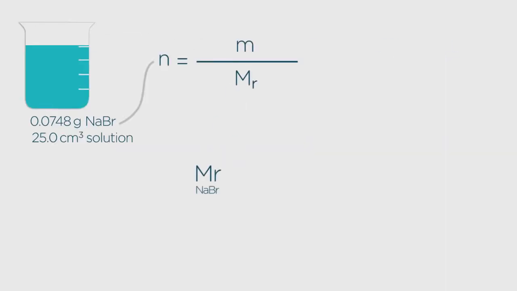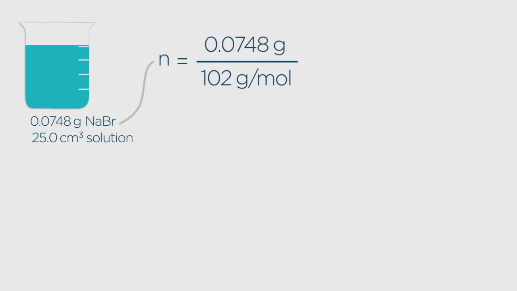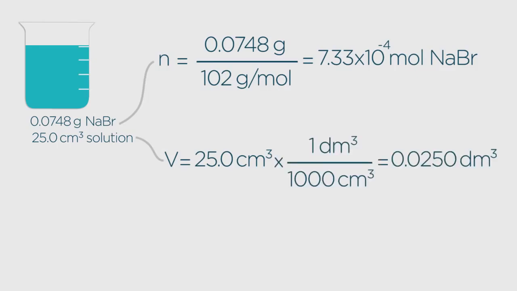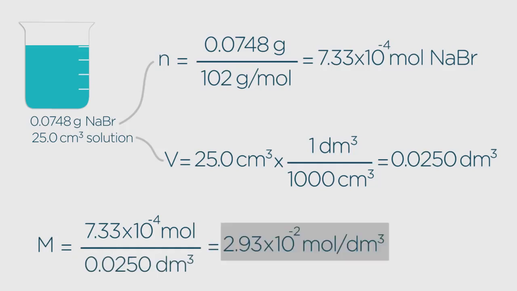So, molar mass of sodium bromide is 23 plus 79 equals 102 grams per mole. 0.0748 divided by 102 equals 7.33 times 10 to the minus 4 moles. 25 divided by 1000 equals 0.025 decimeters cubed. Finally, 7.33 times 10 to the minus 4 divided by 0.0250 equals 2.93 times 10 to the minus 2 moles per decimeters cubed. Very well done if you got that one right.